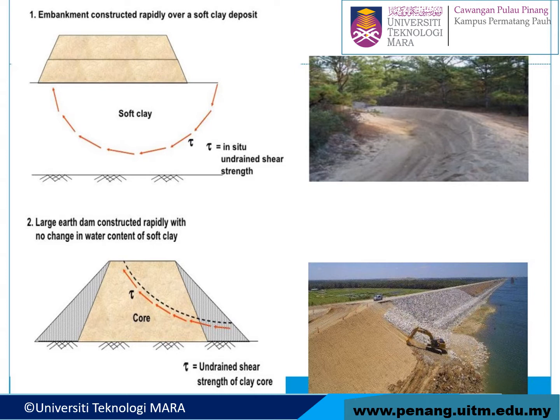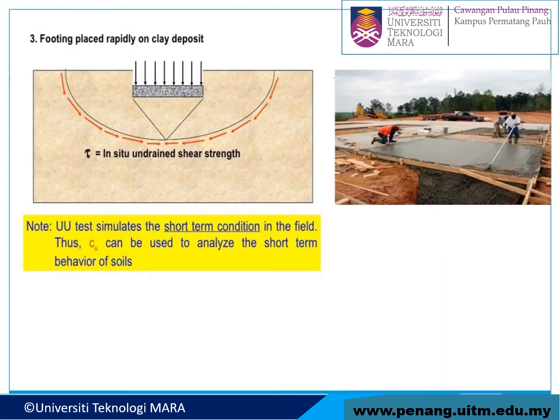This one is an earth dam. And this one is for an embankment, usually for road construction. Application number 3 is a footing placed rapidly on a clay deposit. So the UU test simulates the short-term condition in the field. The CU can be used to analyze the short-term behavior of soil. So this one is mainly for short and quick tests.